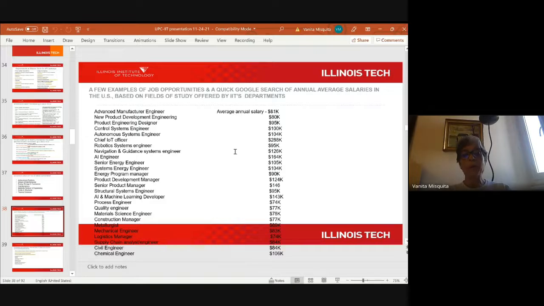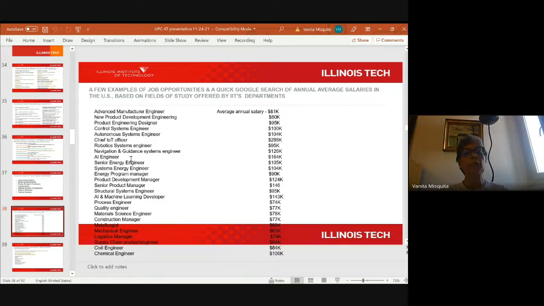Here I've provided a longer list, again, a few examples of job opportunities and a quick Google search of annual average salaries based on different fields of study offered by different departments at Illinois Tech. So for example, if you want to do anything with artificial intelligence, you could become an artificial intelligence engineer, and the quick Google search showed the average salary was $164,000.